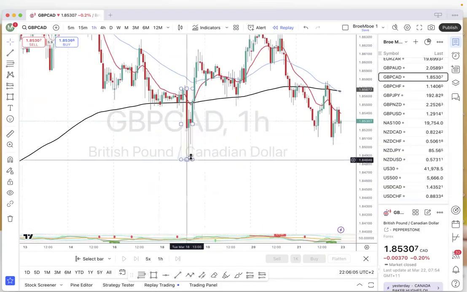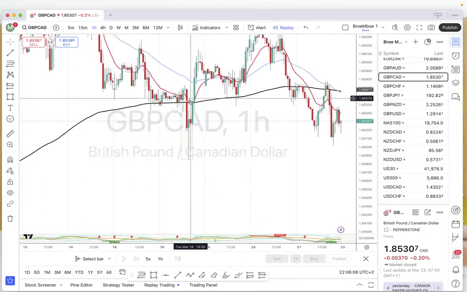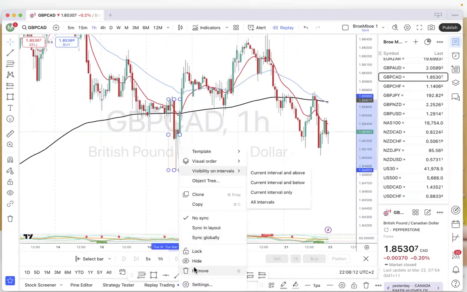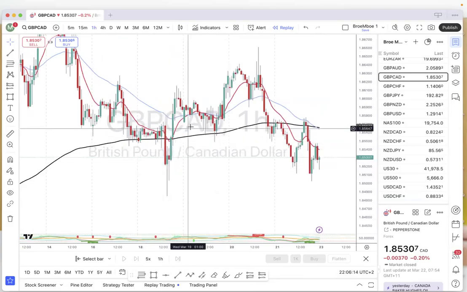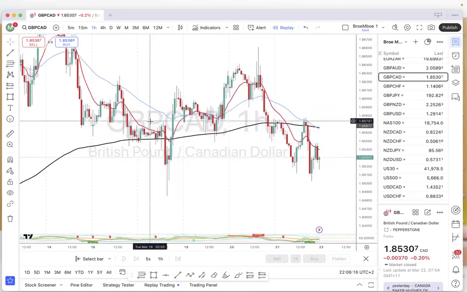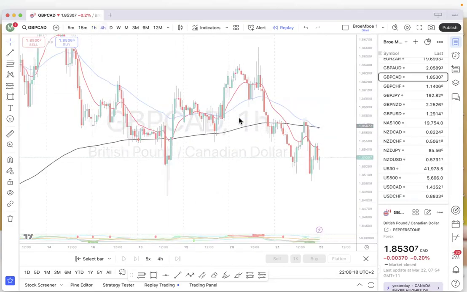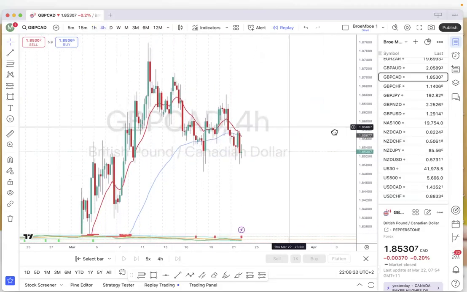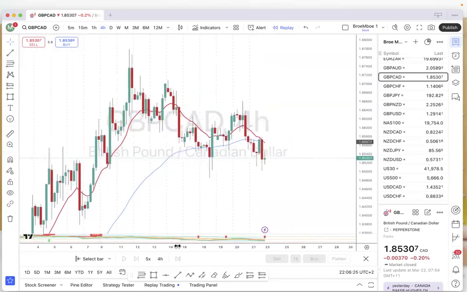But unfortunately, they reversed back and went back up. But I understood the reason why they went back up. I understood why we had to do this move. If you look at it from the 4-hour time frame, right?